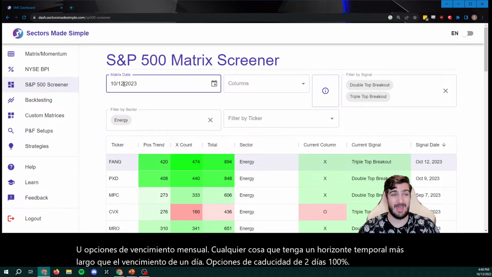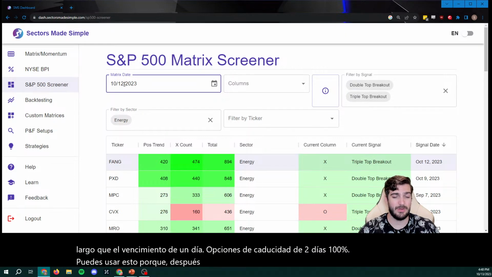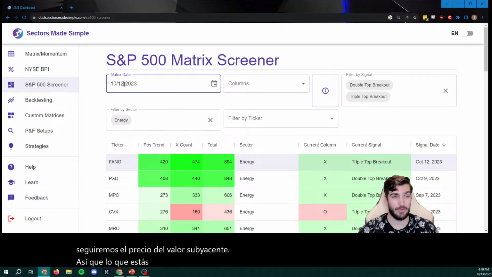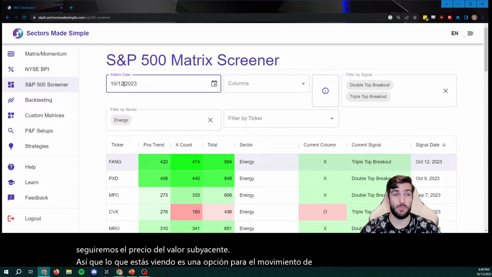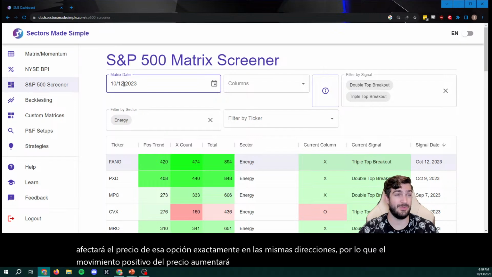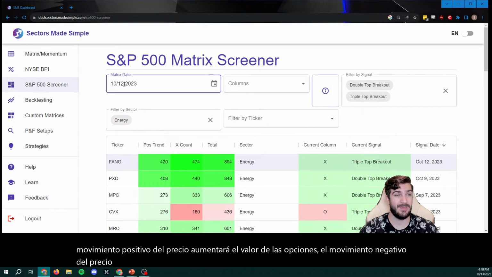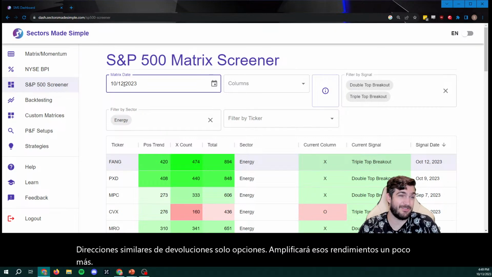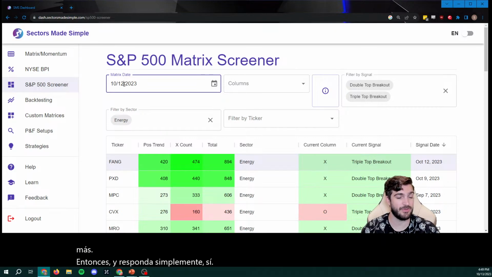You can use this because, after all, options will follow, to a certain extent, the price of the underlying security. So if what you're looking at is an option for Apple, movement in the price of Apple will affect the price of that option in the exact same directions. So positive price movement will increase the value of options, negative price movement will decrease the value of those options. Similar directions of returns, just options will amplify those returns quite a bit more. So, simple answer, yes. You can use it with options.